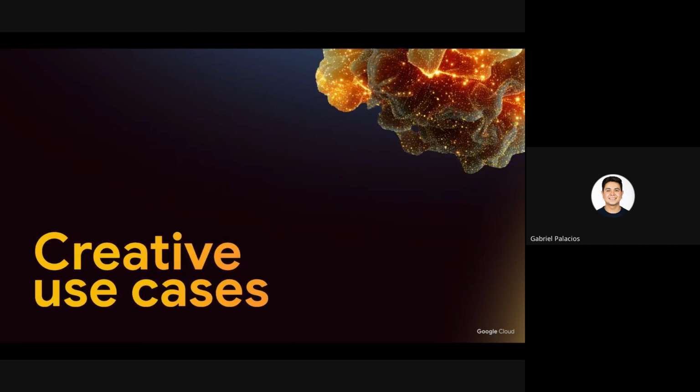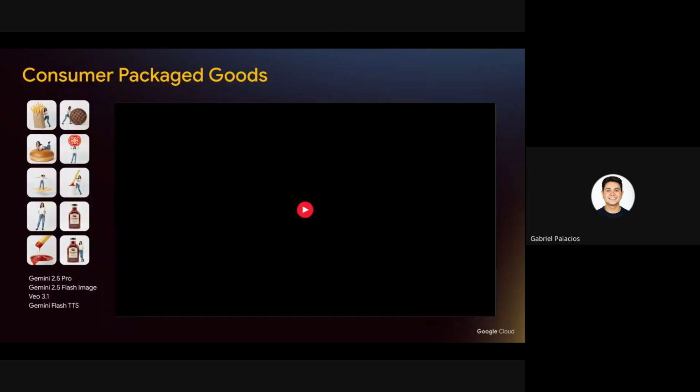So you saw mostly the ads, but we have multiple use cases where you don't have to necessarily generate ads to use Veo. This is another ad where they use multiple models. That's why I want to cover this. So they use Gemini 2.5 Pro for the ideation. They use Gemini 2.5 Flash image to generate the different references that they use for the video generation. They use Veo 3 to generate the video, and then they use Gemini Flash TTS for the audio. So let me show you the results. And let me know if you can see the video.